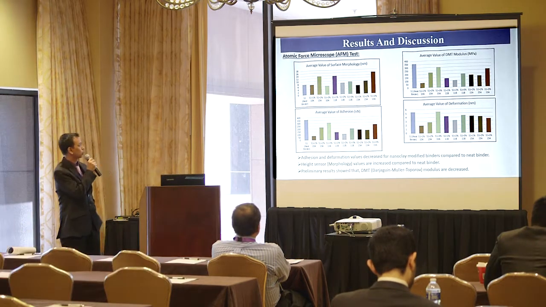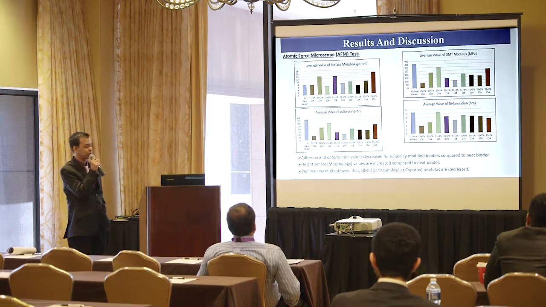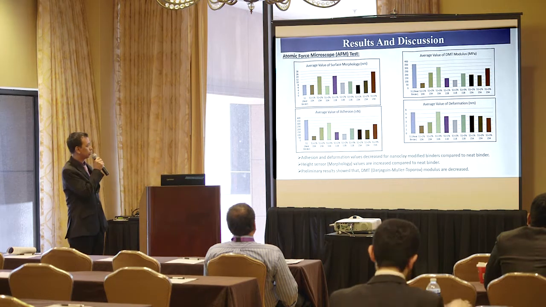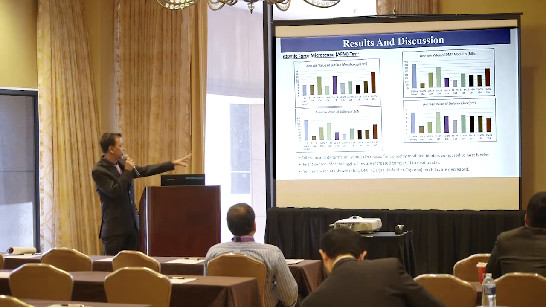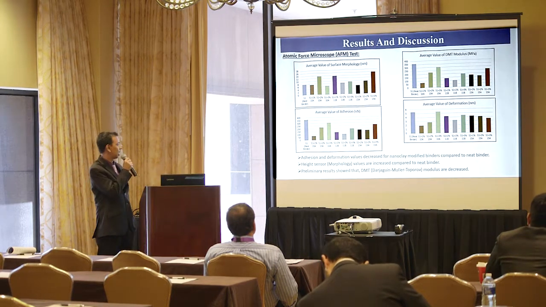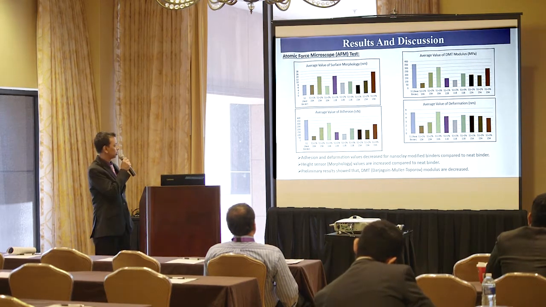This is the atomic force microscopy test. At first graph, this is the surface morphology, and basically this is the preliminary result. We want to do some more tests for atomic force microscope. But the adhesion value is reduced compared to the neat binder. And adhesion value is directly correlated with the moisture susceptibility. So this is a good result.